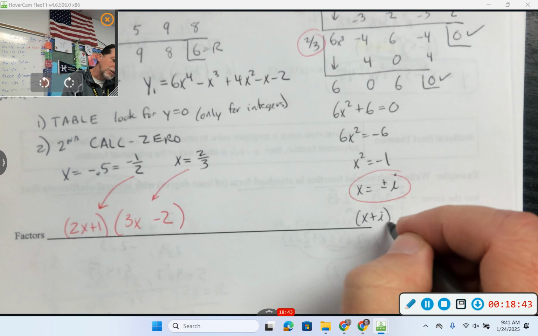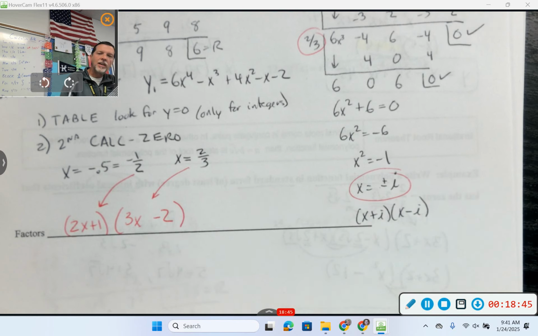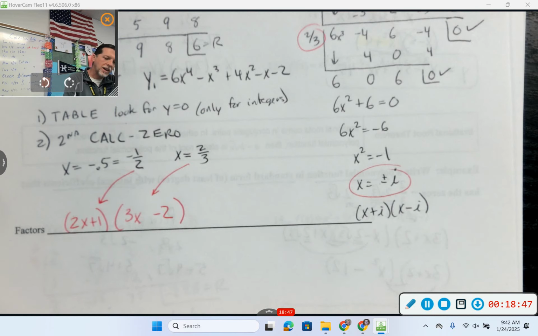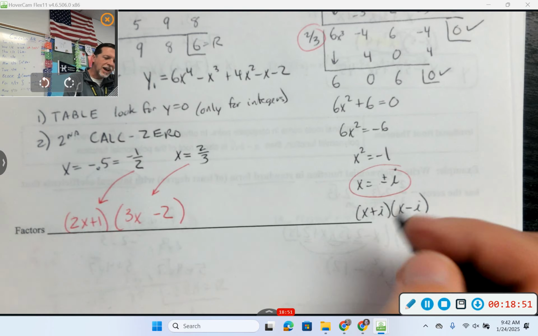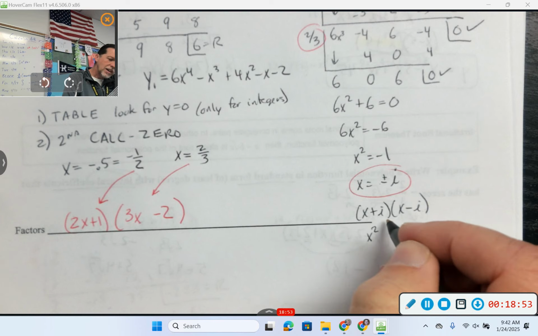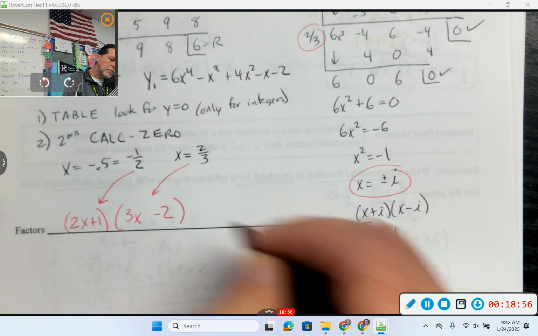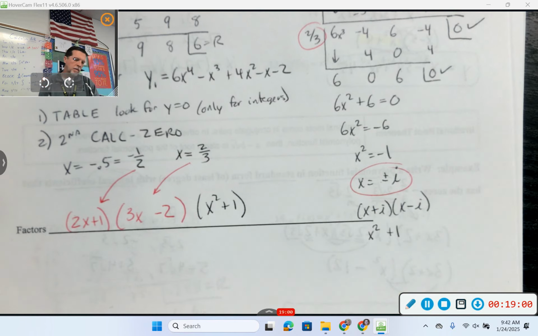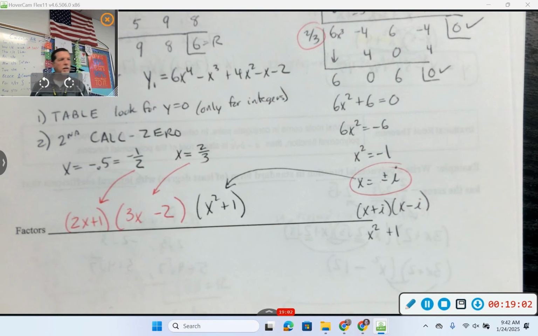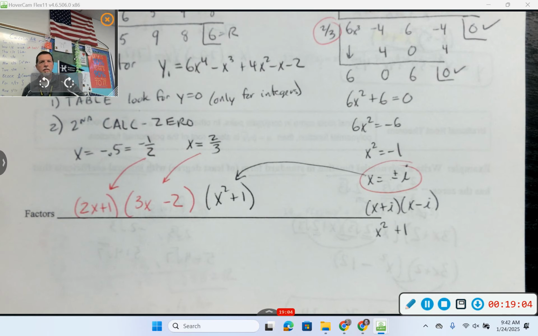Well, then multiply it out and let's see. x plus i times x minus i. Wait, I said that wrong, didn't I? What factor would lead to plus or minus i? x squared plus 1. Now we've got it factored.